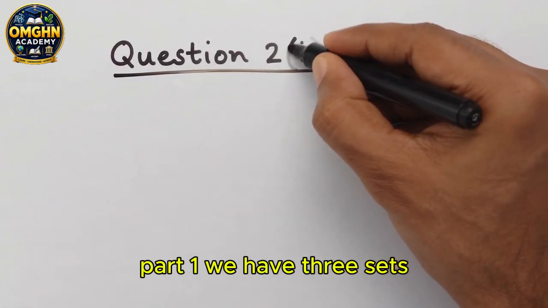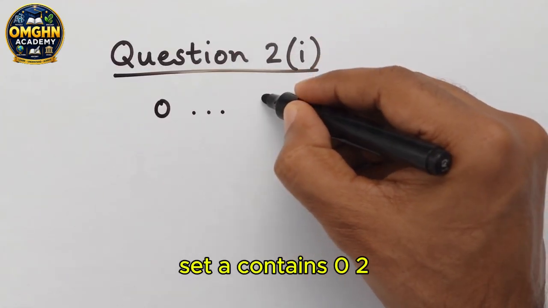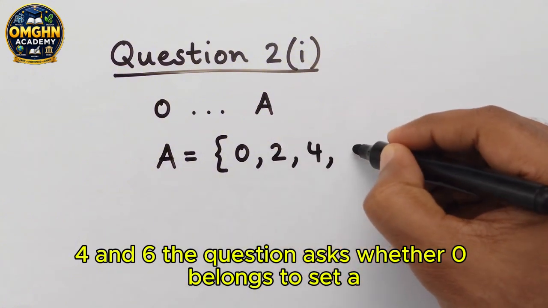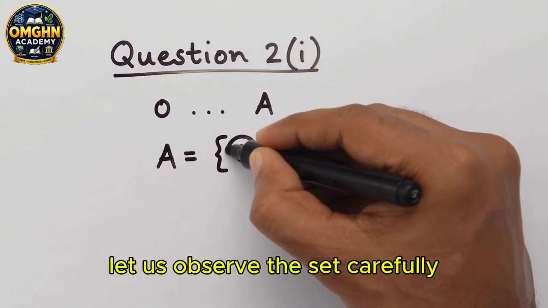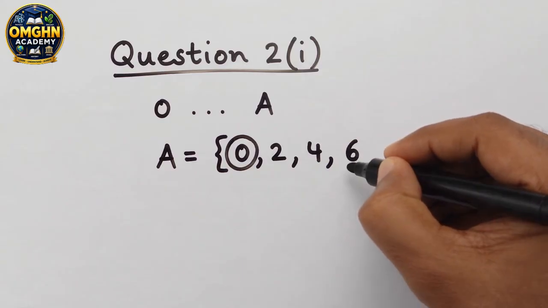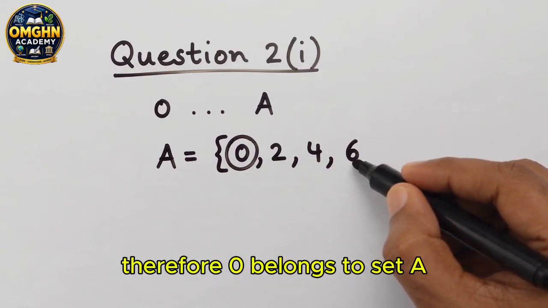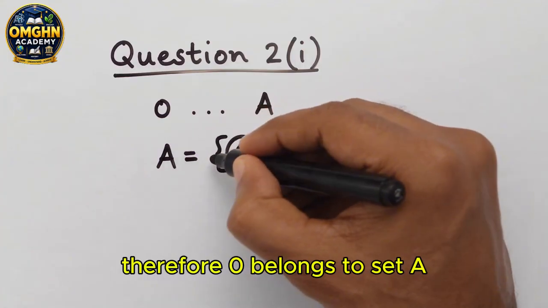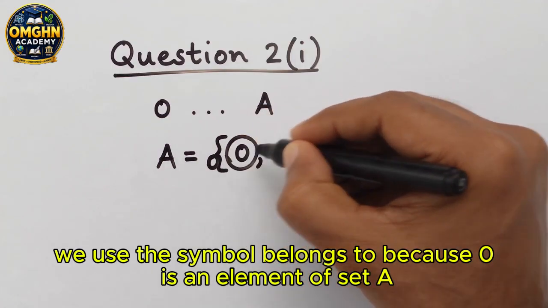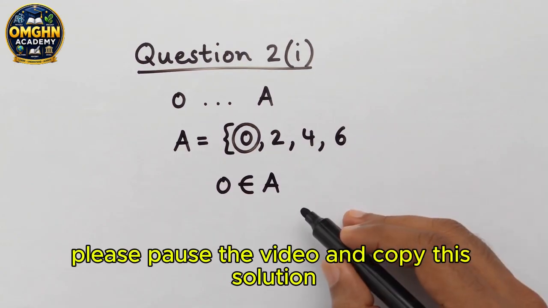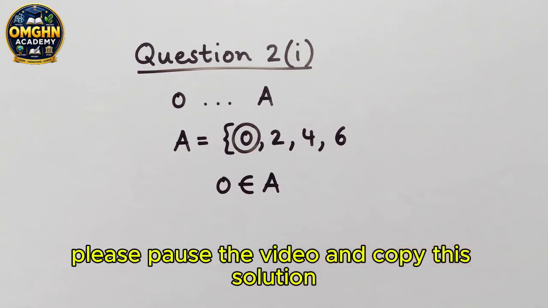We have 3 sets. Set A contains 0, 2, 4 and 6. The question asks whether 0 belongs to set A. Let us observe the set carefully. 0 is present inside set A. Therefore, 0 belongs to set A. We use the symbol belongs to because 0 is an element of set A. Please pause the video and copy this solution.